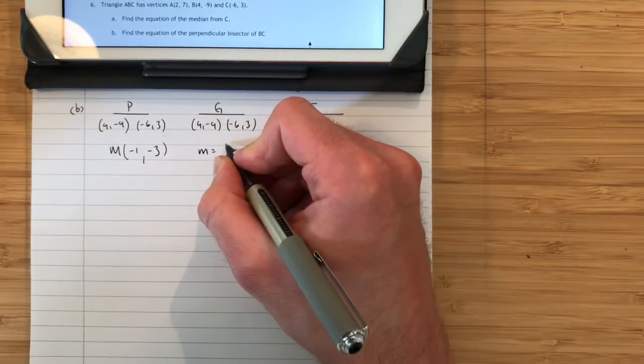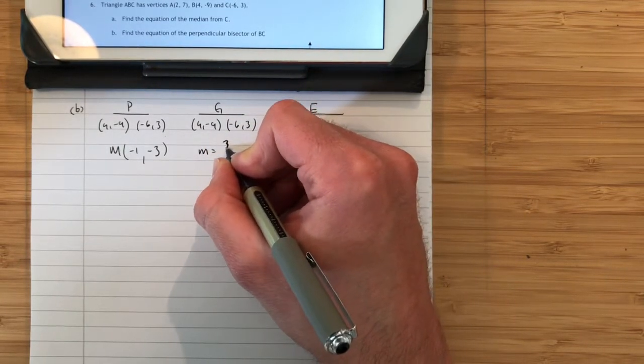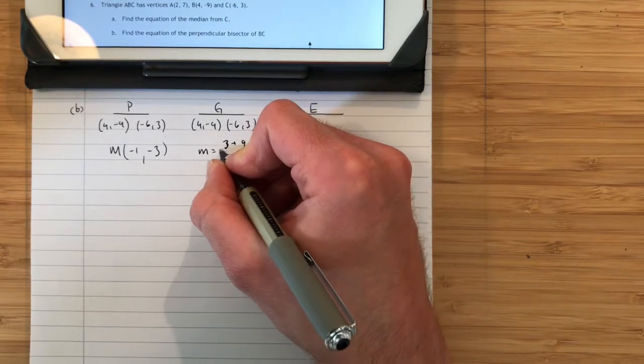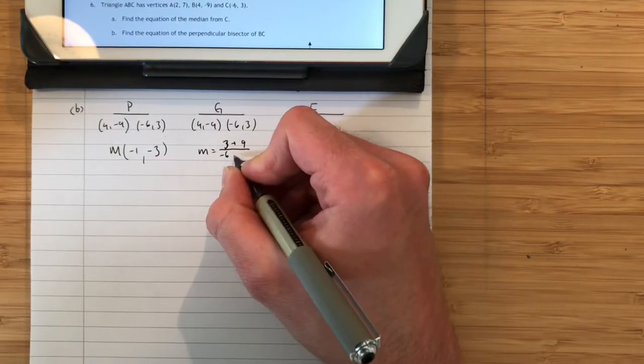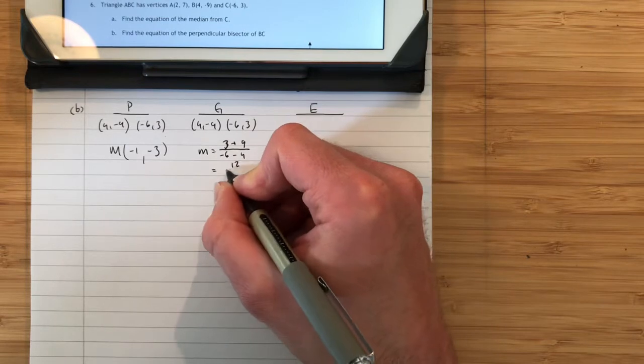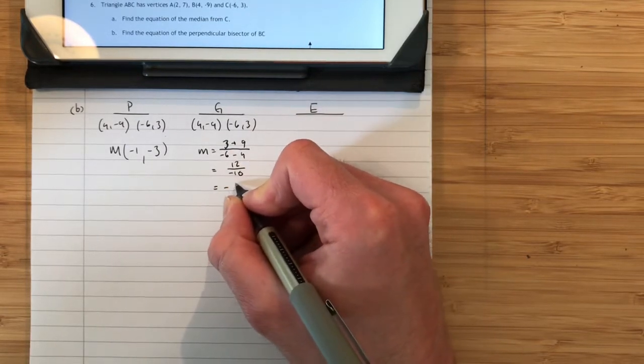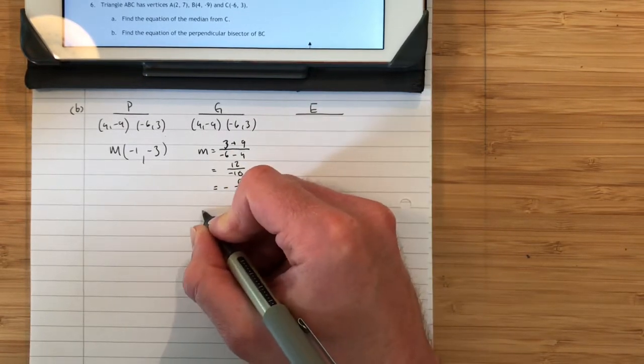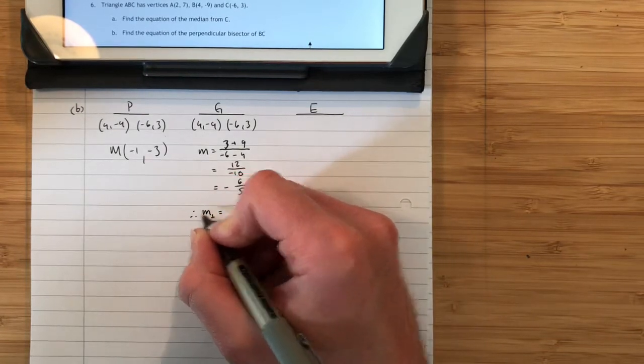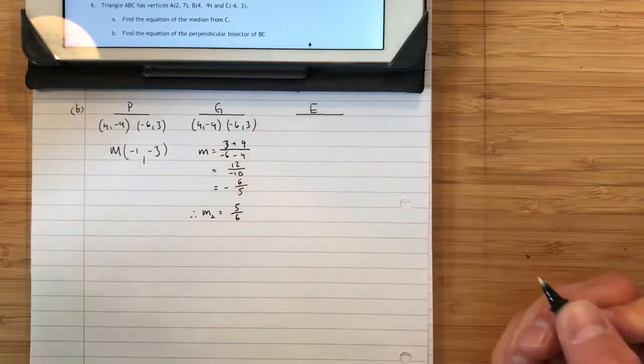And the gradient will be 3 minus minus 9. So that's 3 plus 9, over negative 6 take away 4. So I get 12 over negative 10. So that's negative 6/5. My perpendicular gradient is therefore 5/6.